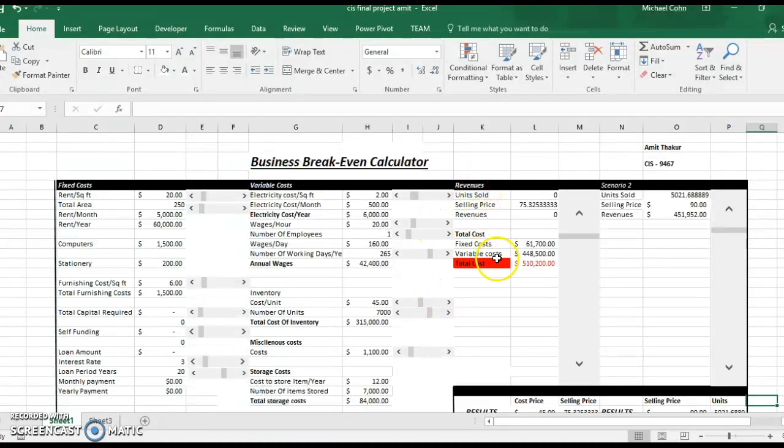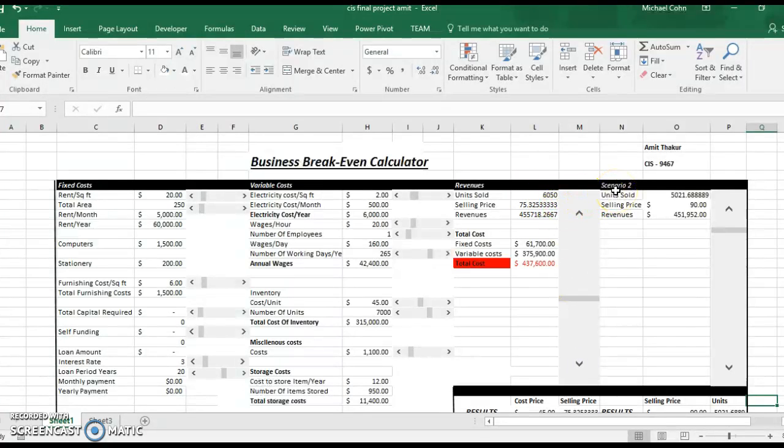Now, when we come to the revenue section, let's say that my sister thinks that she can sell around 6,000 units without any problem because there's a good demand for the product. So you can adjust the amount of units you think you can sell using the scroll bar over here. So let's say that she thinks that she can sell 650 units.